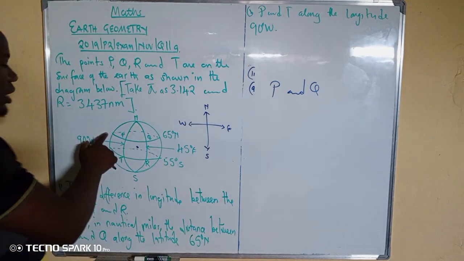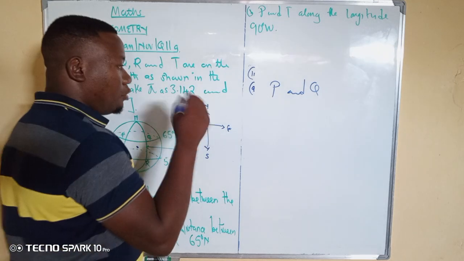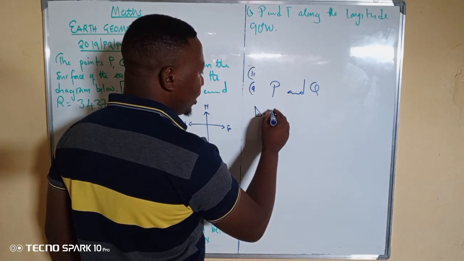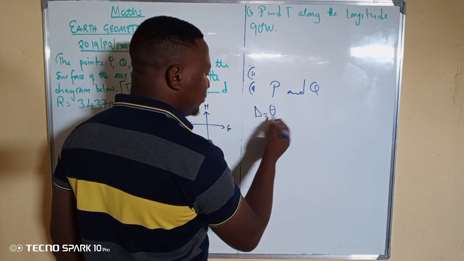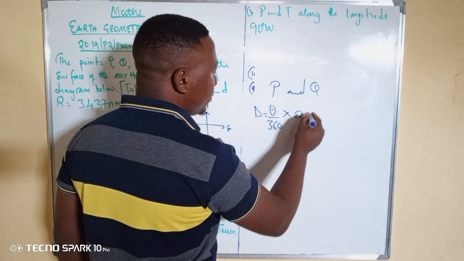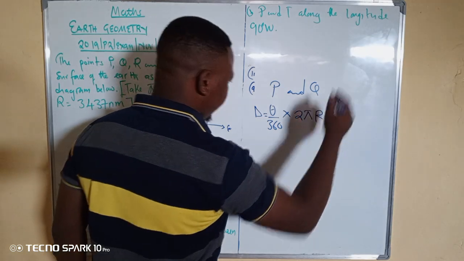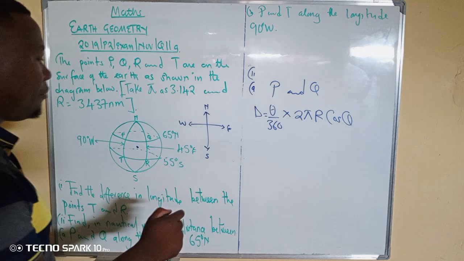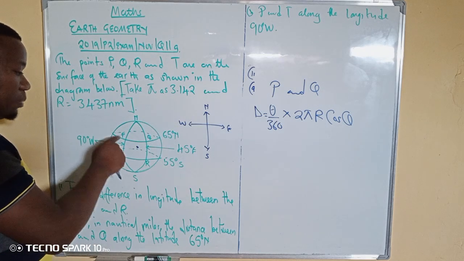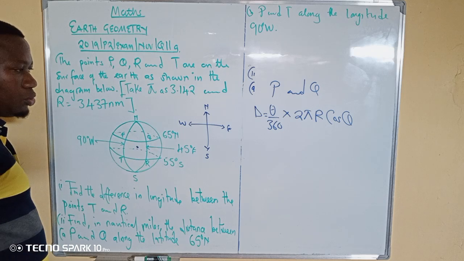So when you look at P and Q, these are in latitude. So the formula that you're going to use will be distance is equal to theta, or alpha if you want, over 360, then times 2 pi r, then cos theta. We use this formula when we're finding distance along the lines of latitude. So if you look at P and Q, they are along the lines of latitude.